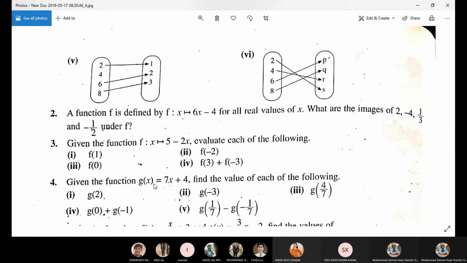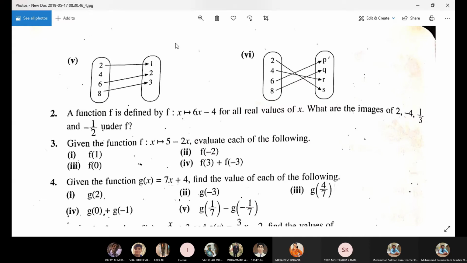Now question number 2. You can see that it's mentioned: a function f is defined by f of x equals 6x minus 4 for all real values of x. What are the images of 2, minus 4, 1 upon 3 and minus 1 upon 2 under f? So they have given us the objects and they are demanding the images. So now we are going to solve questions from here.